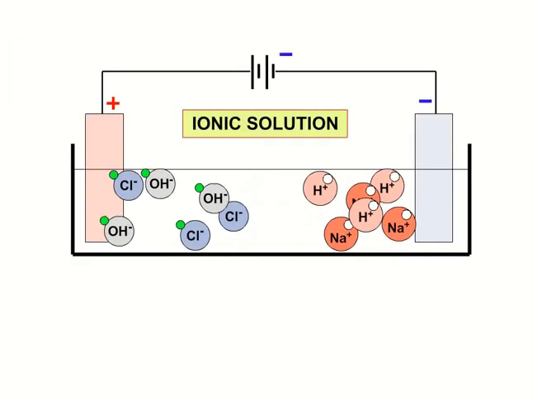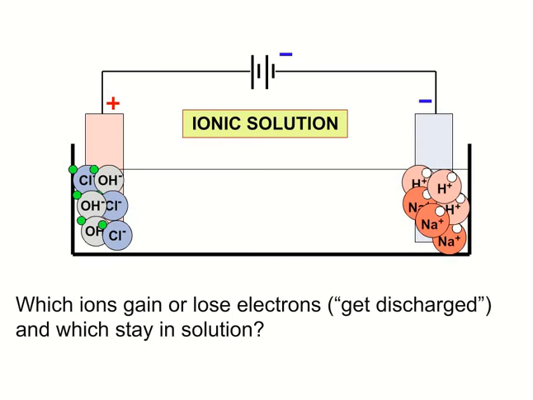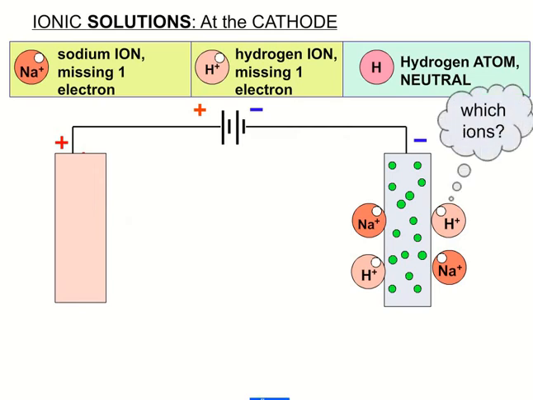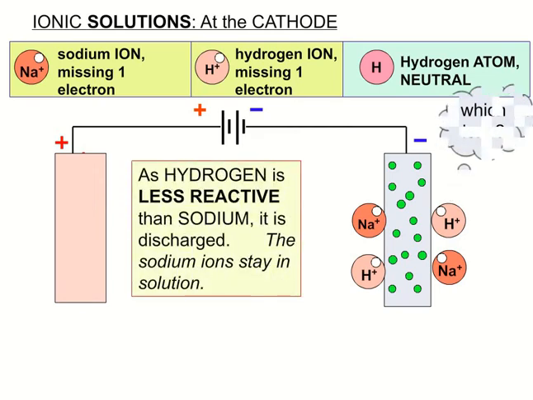So now we observe. There is a question. Towards the anode we have Cl minus and OH minus ions. Towards the cathode, H plus and Na plus ions are there. Which will get discharged, which will gain or lose electrons, which will stay in the solution? Hydrogen is less reactive than sodium, so it is discharged and the sodium ions stay in solution.